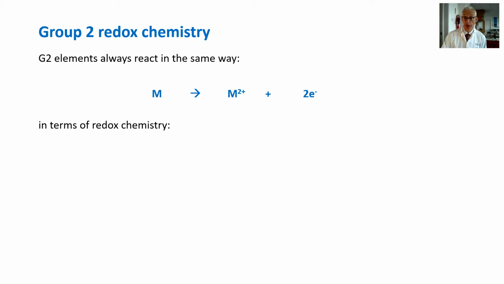Okay, so the first thing we can say about group 2 is that their oxidation number is always +2 in compounds. If they always form 2+ ions, then they're always going to have an oxidation number of +2. Please note, the oxidation number is indicated by the plus in front of the number.